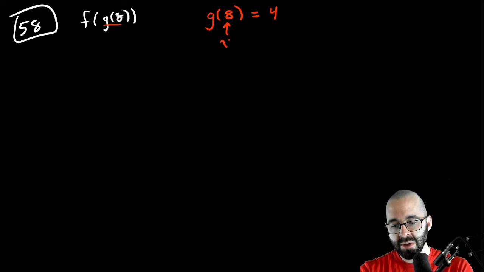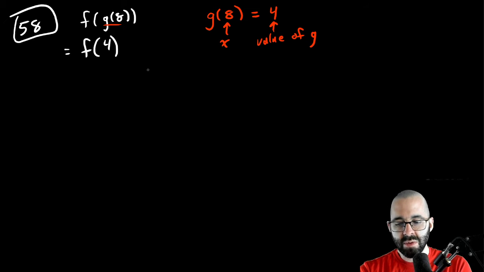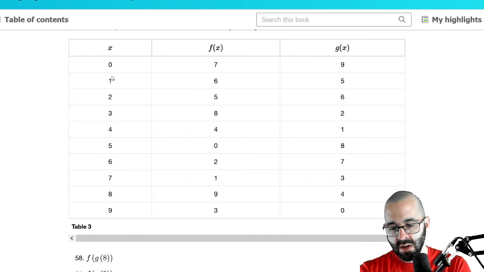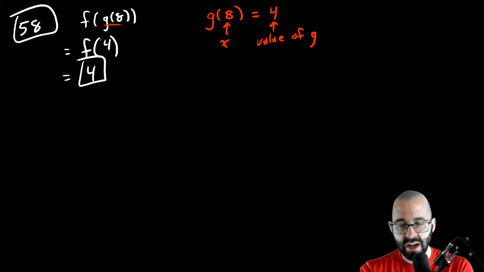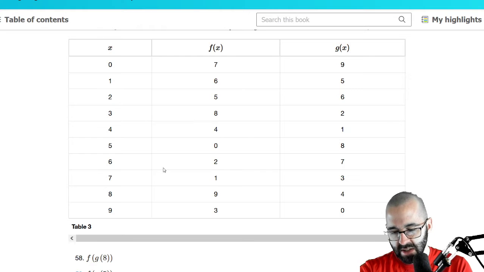Right? When x is equal to 8, what is the value of g? So we replace it, and this simplifies down to f of 4, which means when x equals 4, what is f? When x is equal to 4, f is actually also 4. And that's how we use tables. Let's do a couple more for extra practice.